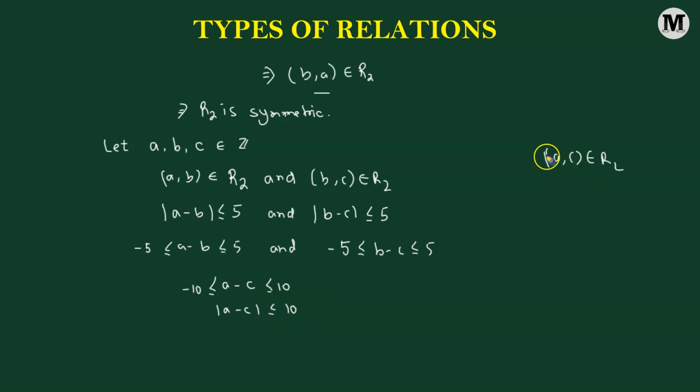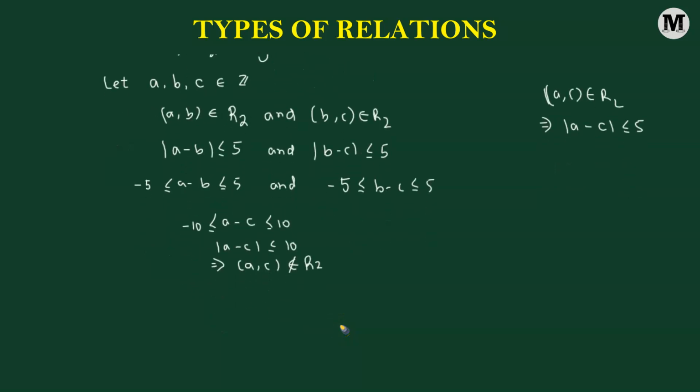But our goal is to show that a comma c belongs to R2. That would mean that we had to show that the absolute value of a minus c is less than or equals to 5. But we are getting that absolute value of a minus c is less than or equals to 10. So this implies that the ordered pair a comma c cannot belong to the relation R2. If it does not belong to R2, provided a comma b and b comma c belong to R2, that would simply imply that our relation R2 is not transitive in nature. This is not a transitive relation.